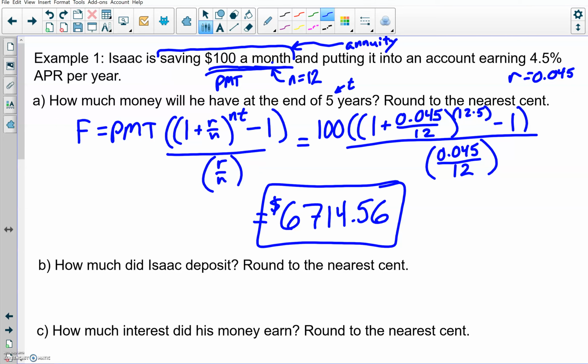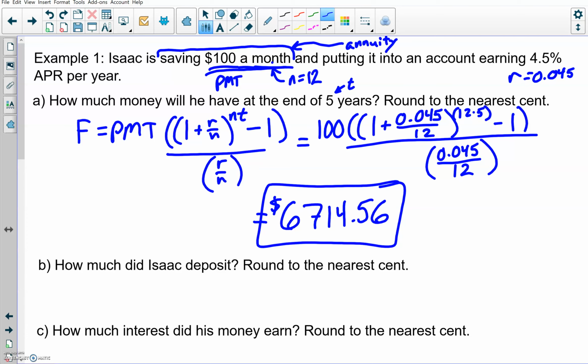So we left off last time with Isaac having his $100 a month payments after 5 years with compounding monthly at 4.5% annual interest rate get up to $6,714.56. Well, how much did Isaac deposit? Because he didn't deposit $6,714.56. Some of that money was interest that's being earned.